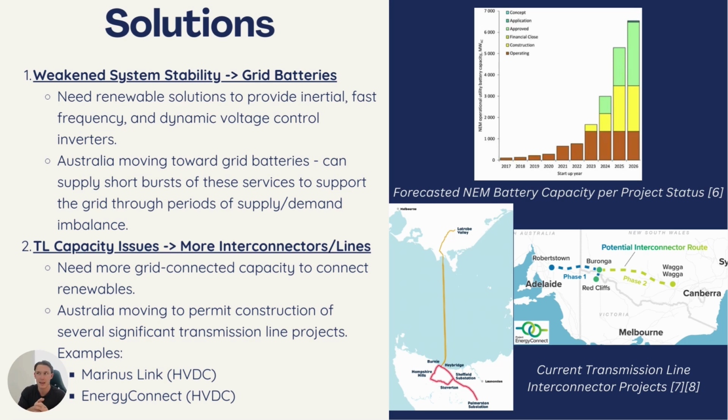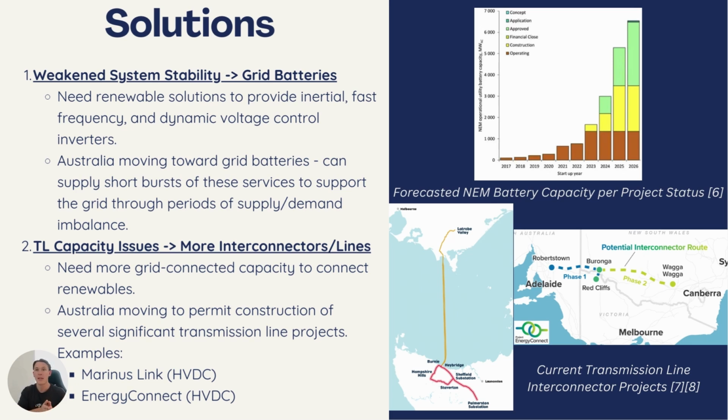So in this case, we need renewable solutions to provide inertia, fast frequency, and dynamic voltage control. Now, Australia has turned towards grid batteries as a solution to this, because they can essentially supply those short bursts of these services to support the grid through periods of supply and demand imbalance.